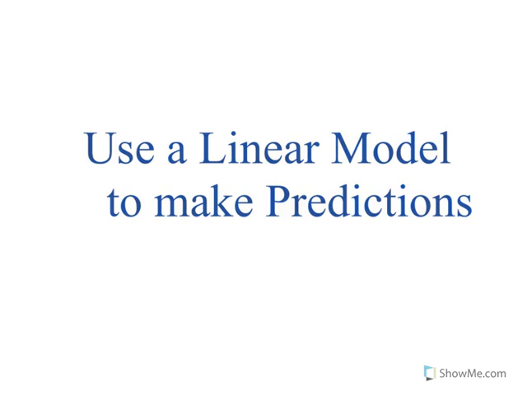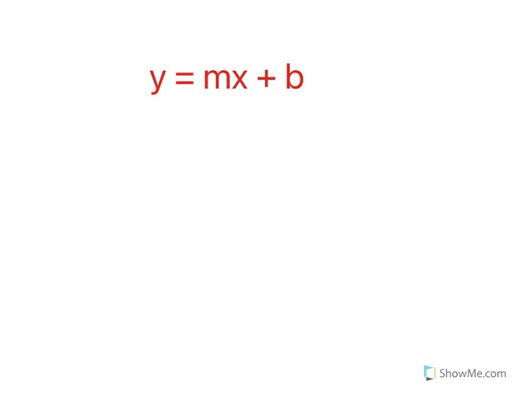Use a linear model to make predictions. Now, a linear model is generally talked about in y equals mx plus b, called slope-intercept form. And we do this because this allows us to identify important information from context and then put it in an equation that would allow us to graph it, make predictions, or use anything else with this linear form.